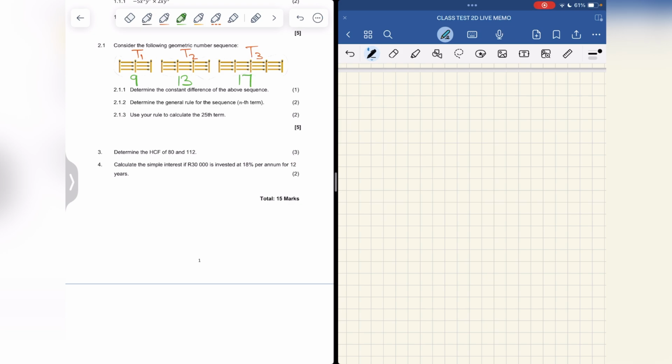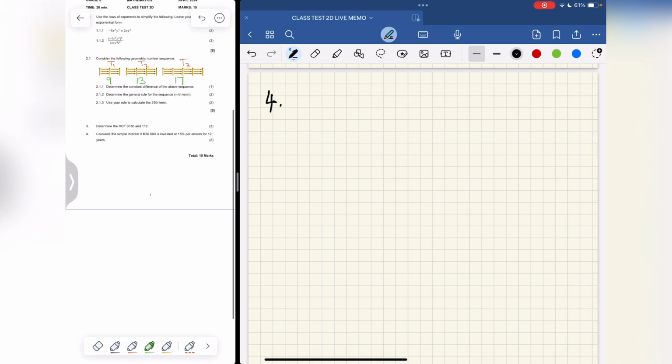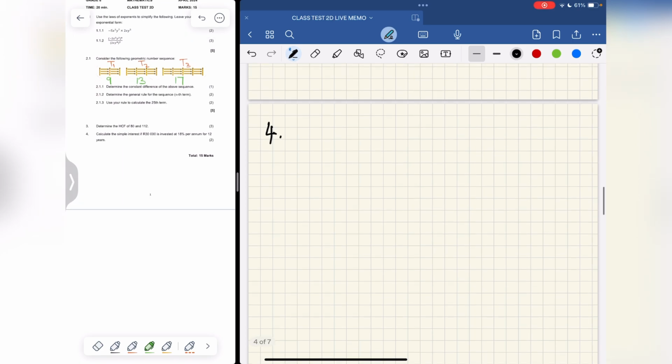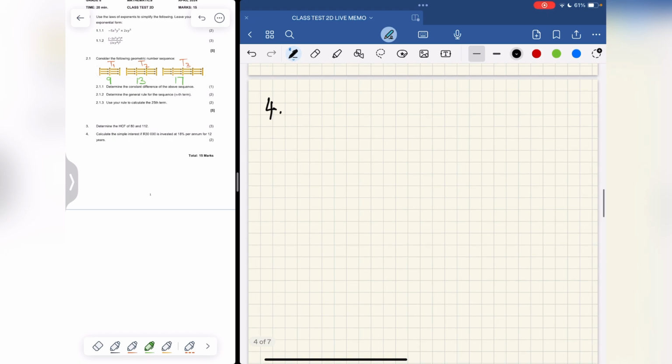So we need to calculate simple interest for this invested amount here, and the invested amount is 30,000 Rand. They are asking you for the simple interest, so you are going to use the simple interest formula as one option. And the simple interest formula, of course, is P times R times N, divided by 100.